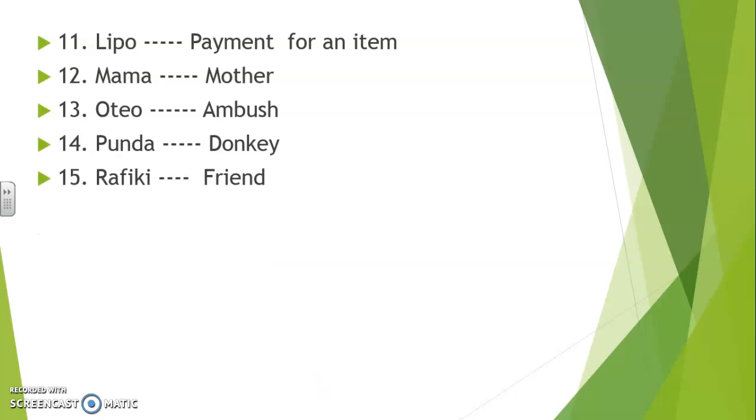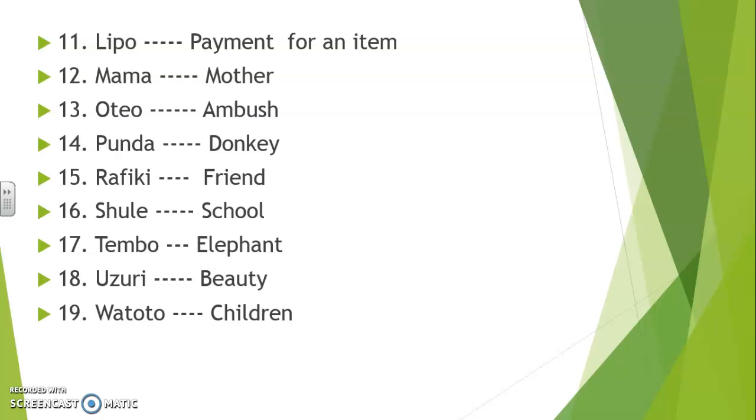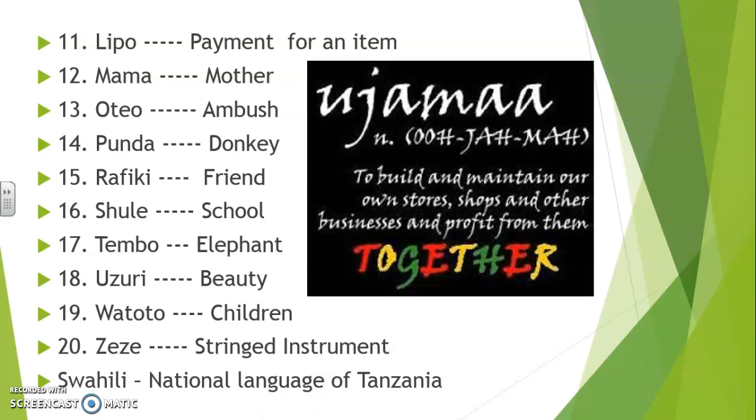This word a lot of people know. A friend in Swahili means rafiki. Going to school, shule. An elephant, one of the big 5, would be a tembo. A girl who is very beautiful, or a plant, we'd say uzori. Uzori, beautiful. Children, watoto, a family, would be watoto of children. And a string instrument, zeze. And there's the Swahili word we started with, Bujjamma, familyhood, sharing everything.